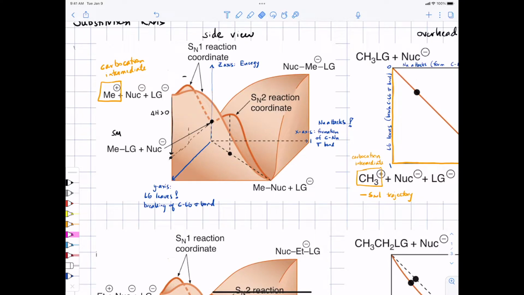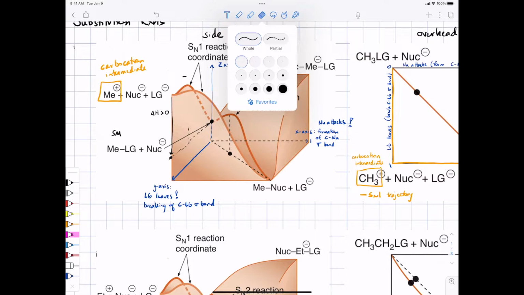Whoa, I'm erasing too much, huh? That eraser was way too big. I didn't mean to do all of that.